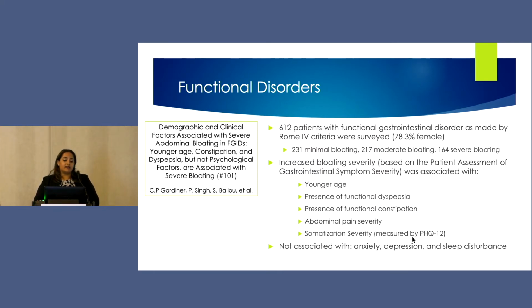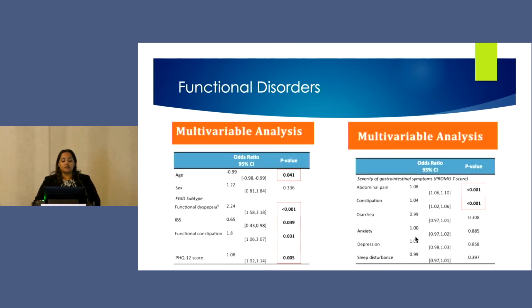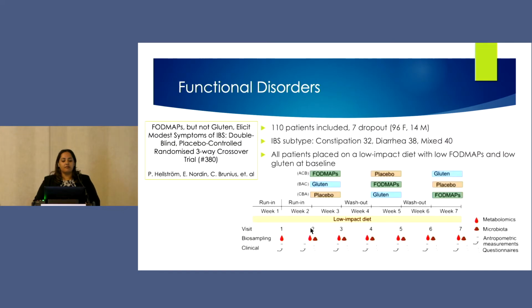So these are risk factors that you should consider in your patients who have functional dyspepsia. They may be more likely to have more severe symptoms. And this was their multivariate analysis here. One interesting thing was that patients who had an overlap with IBS had less bloating. They really couldn't explain that, but that was something they found in their study.